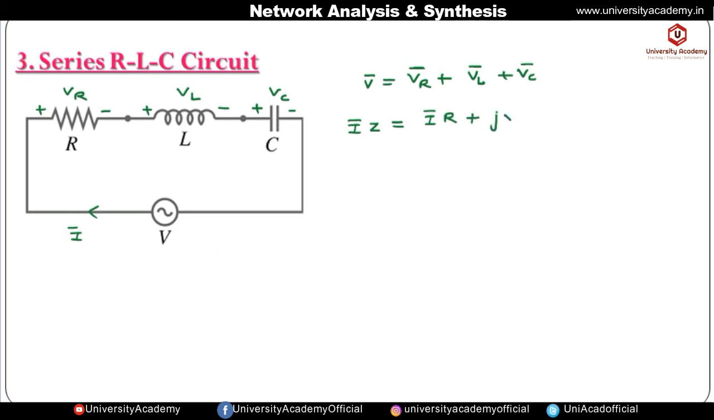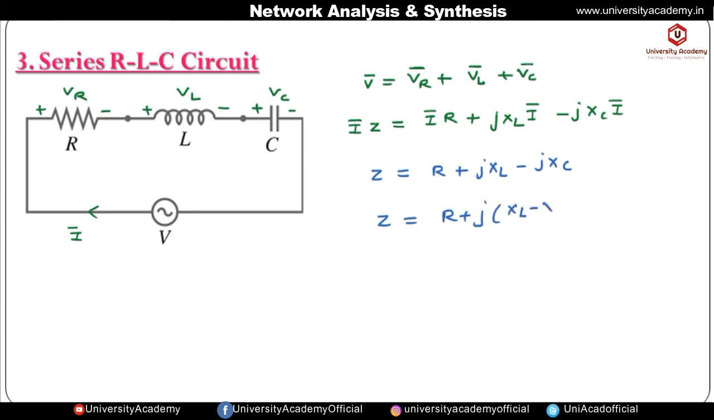This is given by I phasor into resistance R, and this is given by j into XL, current is I phasor. This is minus j XC into I phasor. If we take the current common, it will get cancelled out. So the impedance we are getting is R plus j XL minus j into XC. This can be written as R plus j into XL minus XC. So this is the impedance of a series RLC circuit.